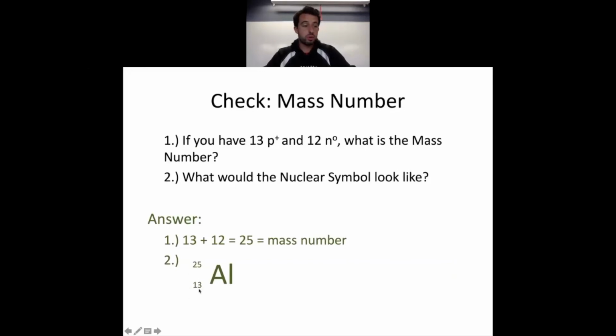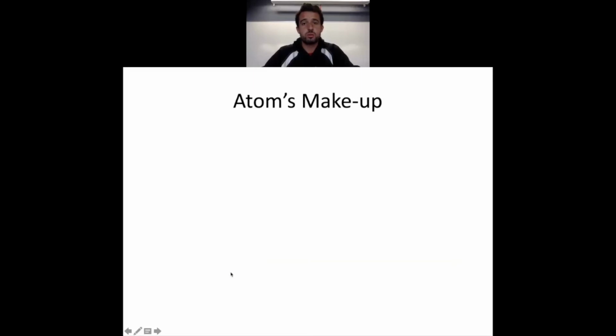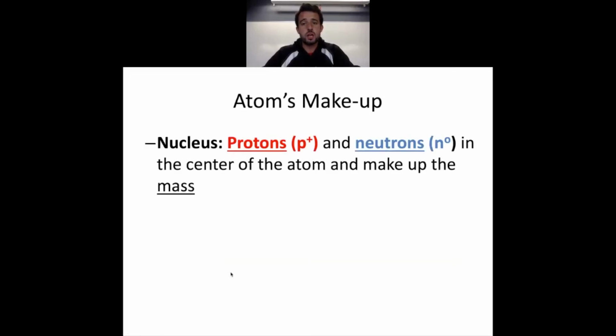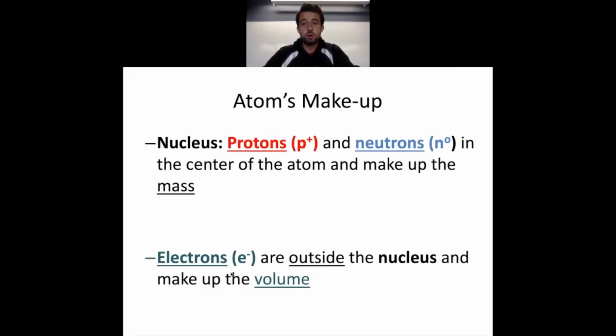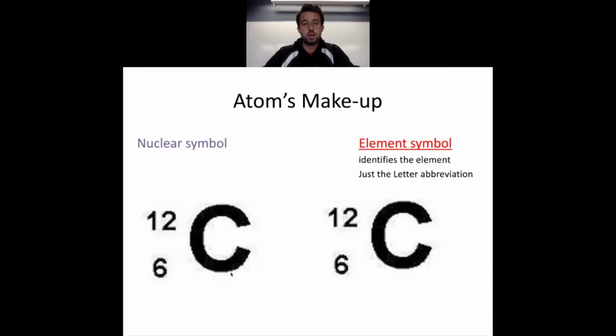And then if you look at the periodic table, you find number 13 over here. You'll see that it is aluminum. That guy right there. Hopefully you can see that. So use your periodic table to figure these out is what you want to do. Okay, you've already seen this before. Protons and neutrons in the center of the atom make up the mass. Electrons are outside the nucleus and make up the bottom.